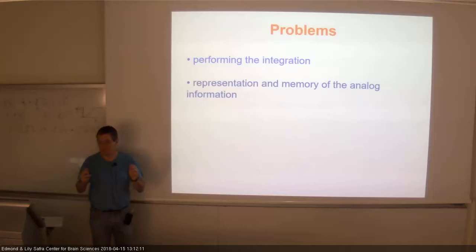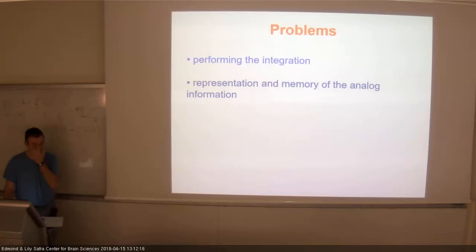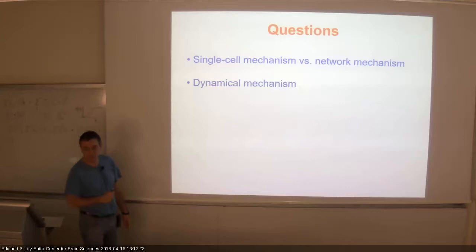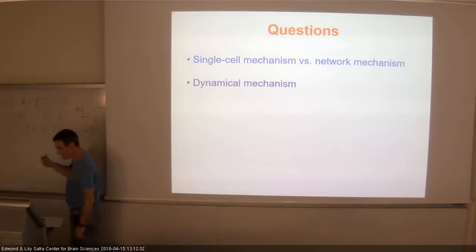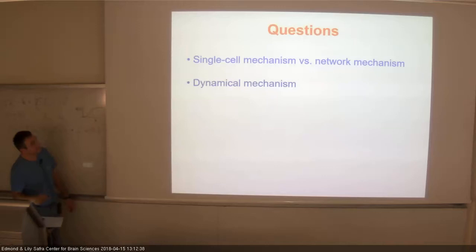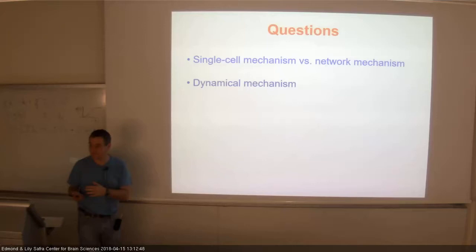So there are various ways of addressing this question. One can ask whether this is a single cell mechanism or a network mechanism. I mean, one question is whether this is done because of the specific properties of the neurons in these different brain regions, or is it the result of network interaction? And it could be that in some brain areas, in some animals, it's a single cell property, and in others, it's a network property.